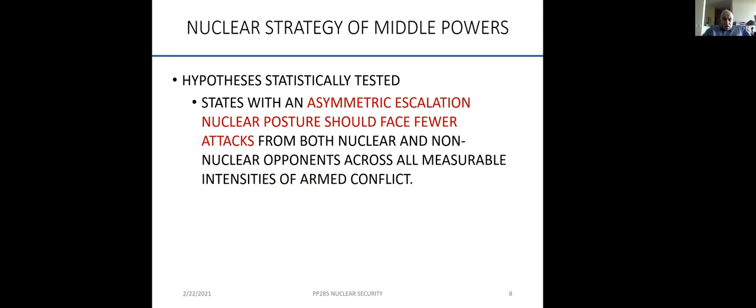Finally, which is his favorite posture, Narang said, states with an asymmetric escalation nuclear posture would face fewer attacks from both nuclear and non-nuclear opponents across all measurable intensities of armed conflict. So we believe that the capability to inflict asymmetric destruction with nuclear weapons would be a successful deterrent against nuclear and non-nuclear states. Okay.